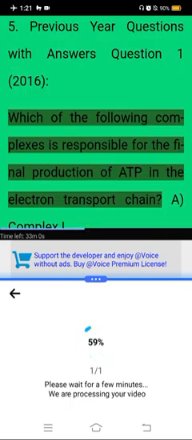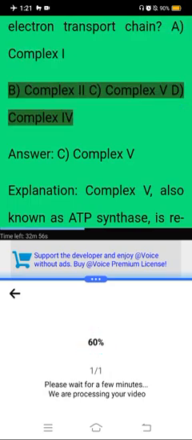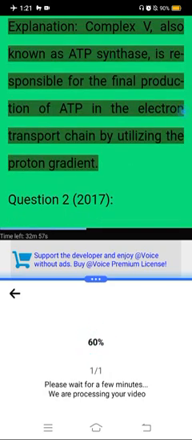Question 1, 2016. Which of the following complexes is responsible for the final production of ATP in the electron transport chain? A. Complex I. B. Complex II. C. Complex V. D. Complex III. Answer. C. Complex V. Explanation. Complex V, also known as ATP synthase, is responsible for the final production of ATP in the electron transport chain by utilizing the proton gradient.